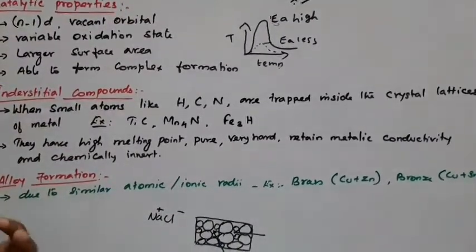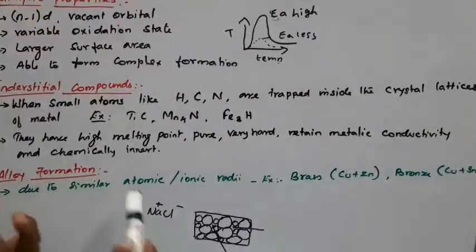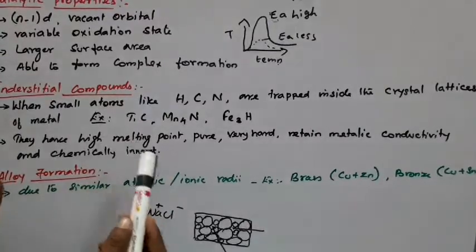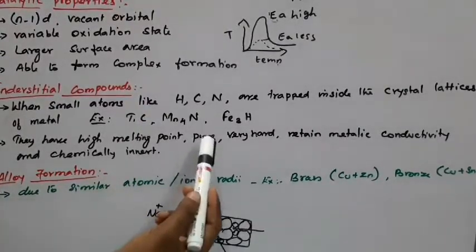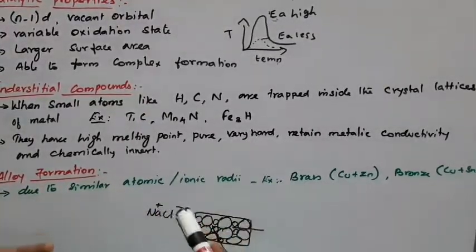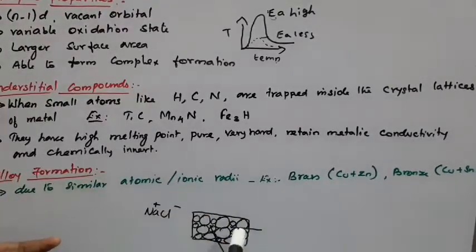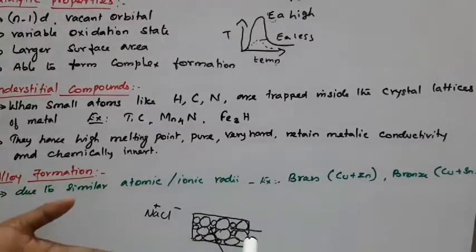In that case the crystal lattice has a very high melting point, and it is very hard and pure, it has good metallic conductivity, and it is chemically inert. Why? Because there is no change in stoichiometry.